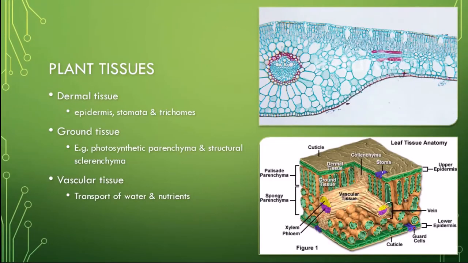There are three major tissue types in plants, all with their own functions important for the plant's growth, development, and survival. Firstly, dermal tissue forms a barrier to the environment and includes the outer layers referred to as the epidermis, stomata, which control the flux of gases and vapours into and out of the plant, and surface hairs called trichomes. Secondly, ground tissues include specialised cells such as photosynthetic parenchyma or structural sclerenchyma. Finally, vascular tissue, similar in nature to the circulatory system in animals, is required for transportation of water, nutrients, and other important molecules throughout the plant.